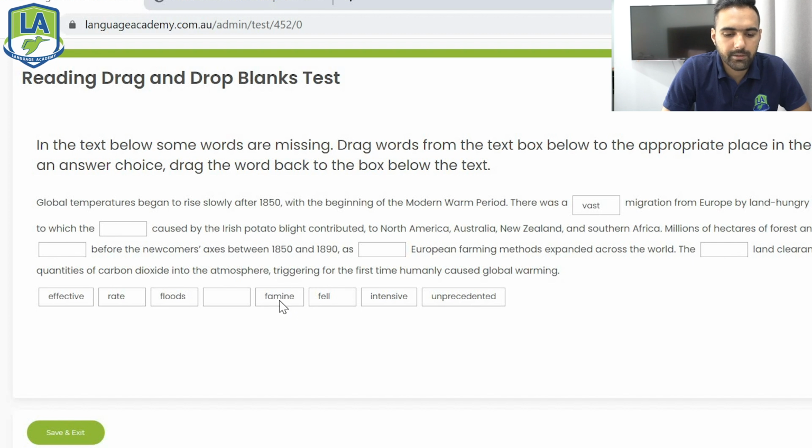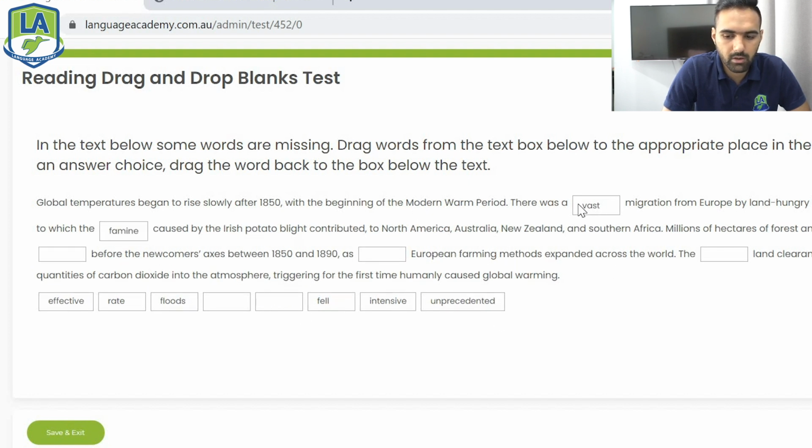Famine can be the right answer, it is a negative word. Or floods. We have got two options, floods and famine. We don't have any information about floods anywhere in the passage. We'll go with famine because they're talking about land hungry farmers. They are signifying something of poverty over here.